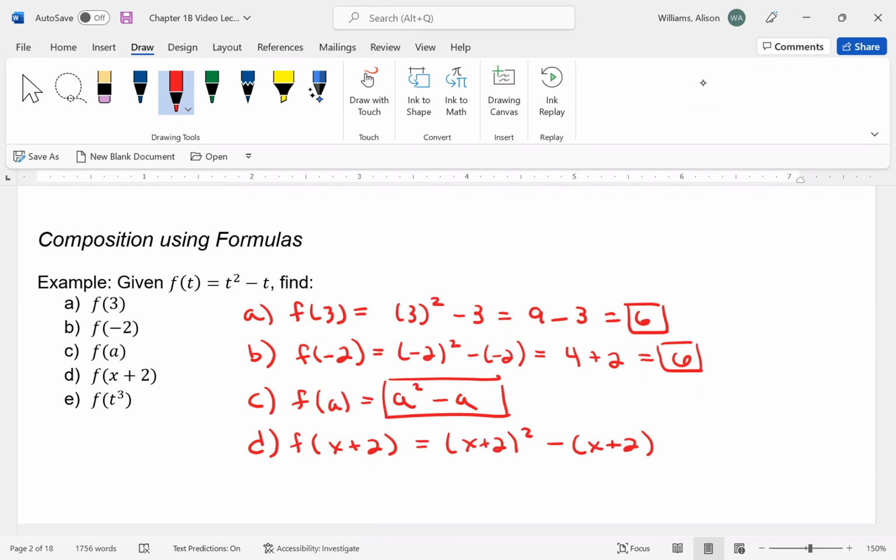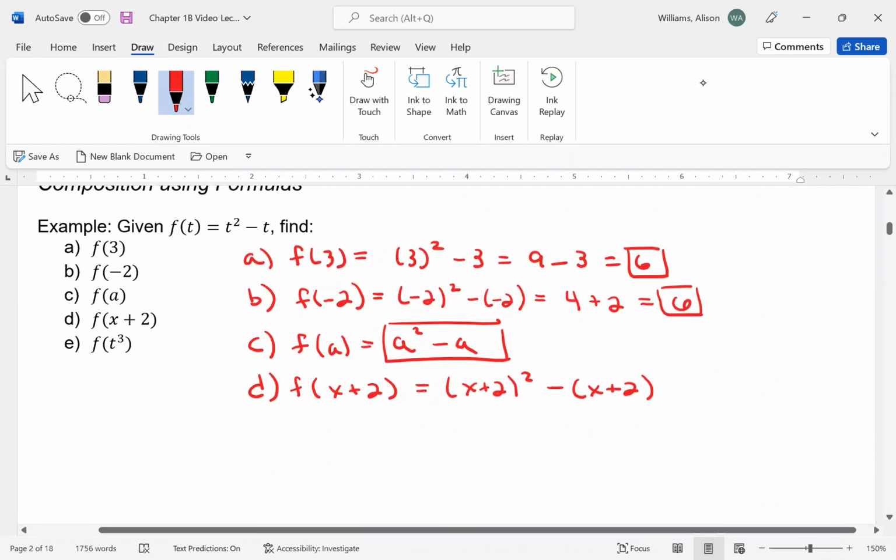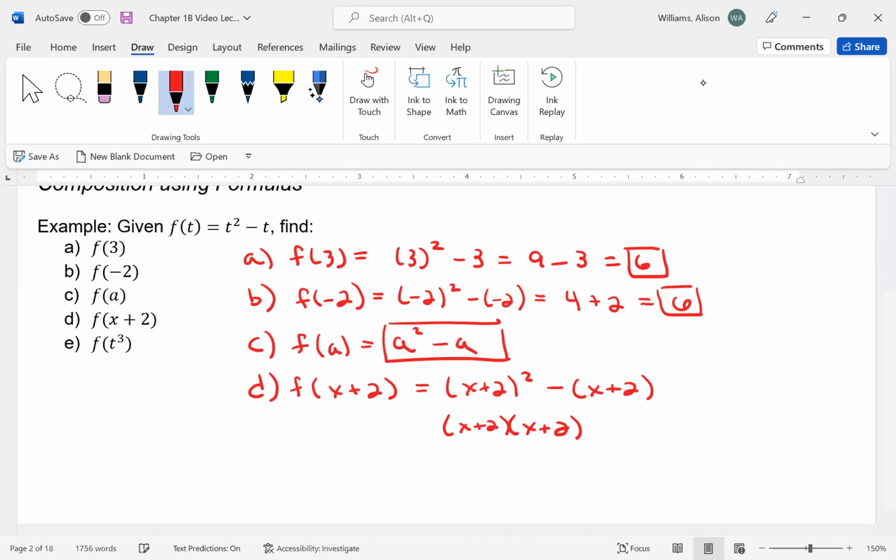There's actually some algebra to be done. I'm going to FOIL the x plus 2. So that's x plus 2 times x plus 2. So let's see, foiling that, x squared plus 2x plus 2x plus 4 is going to give me x squared plus 4x plus 4.